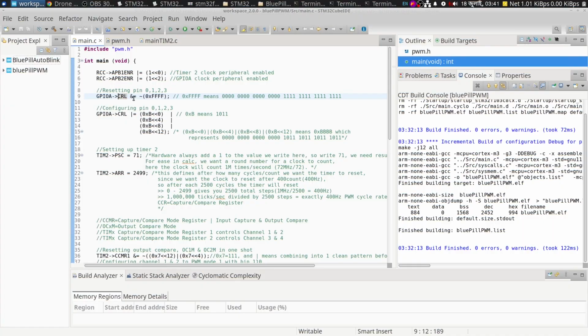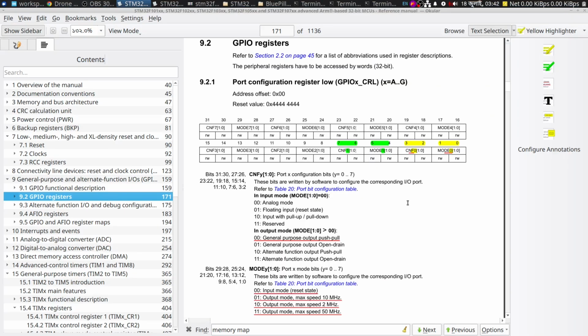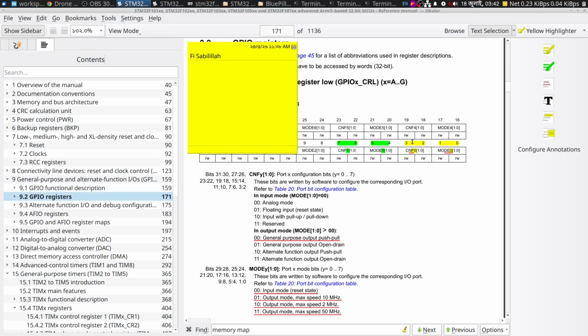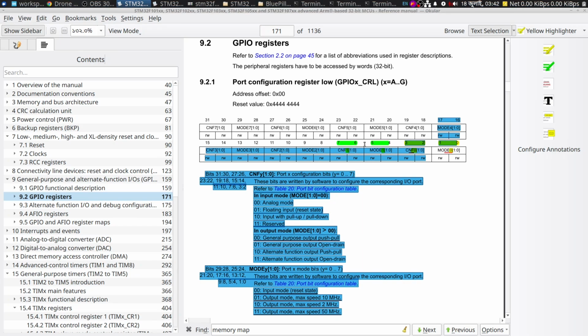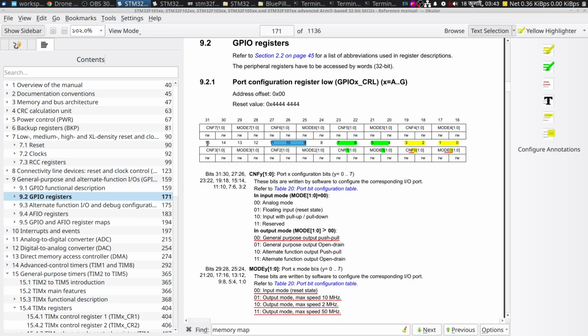In order to use pins 0, 1, 2, 3, we have to first reset them, and then we're going to configure pin 0, 1, 2 and pin 3. Each pin takes 4 bits, so 0, 4, 8, 12. 0xB means 1011. Here we need to configure the control register low. For every 4 bits there is one pin. For pin 0, pin 1, pin 2 and pin 3, we have to modify these 4 bits.